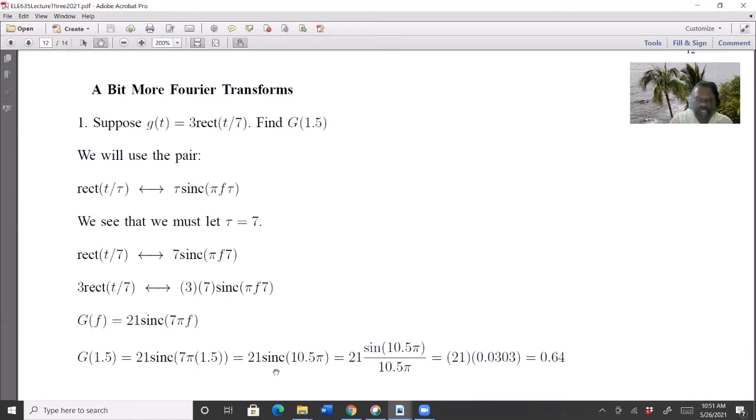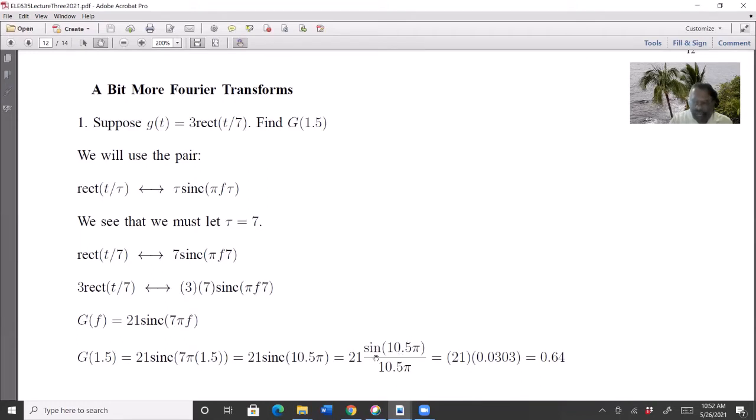most calculators or Google may not recognize sinc, so you have to type sin x over x. By the way, a very important clue: MATLAB will recognize sinc. So in MATLAB, you can type sinc of 10.5 pi, but it will give you the wrong answer because there is a second definition of the sinc function and MATLAB uses that. So please don't use MATLAB's sinc to calculate this. Directly type sin over x.